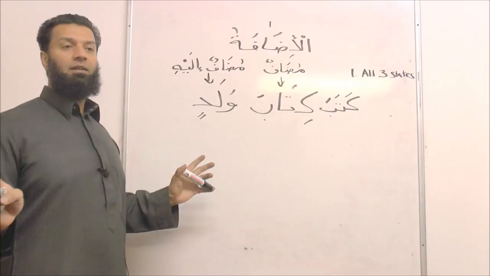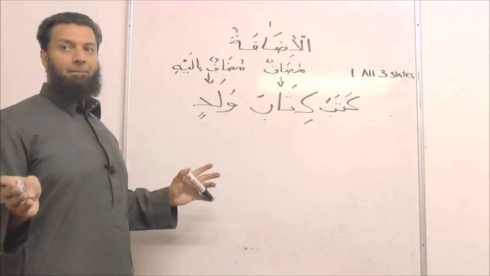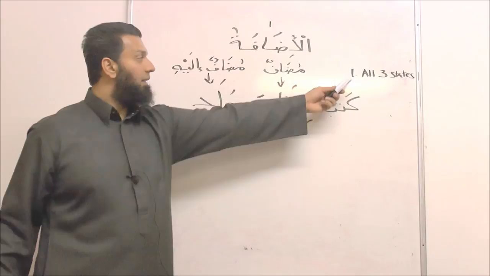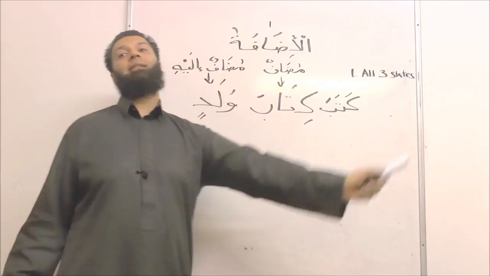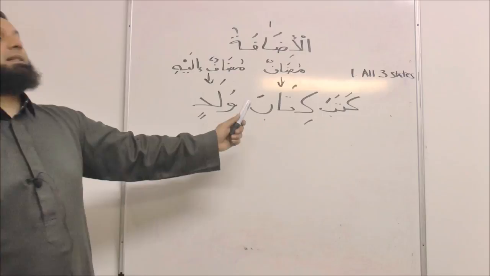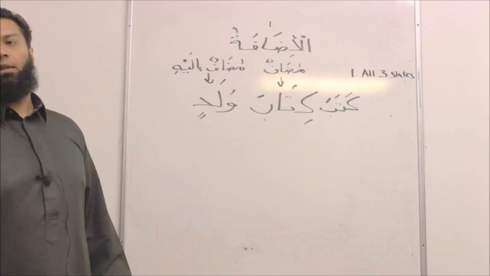Right? Muhammad? See? But why did we do that? Why did we introduce a fi'lun? What are we trying to demonstrate here? That the mudafun, the first rule, can be in all three states. So we demonstrated it with kitabu. Now we're demonstrating it with kitaba waladin. Kataba kitaba waladin. Right? Clear?